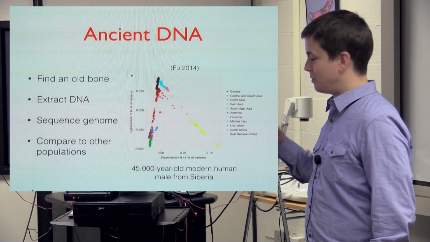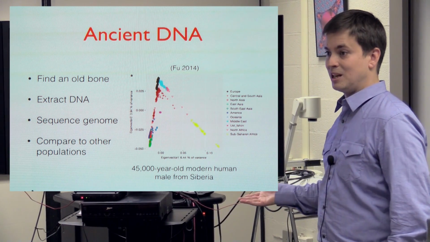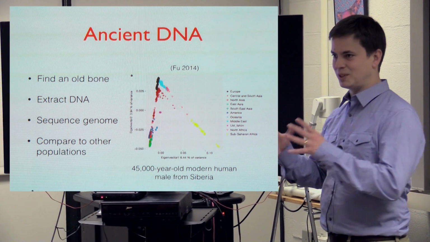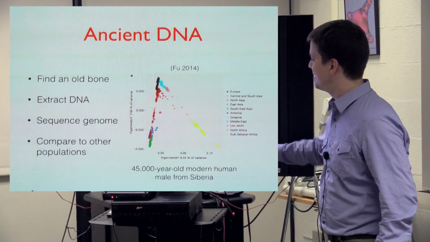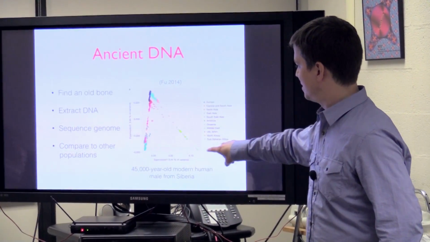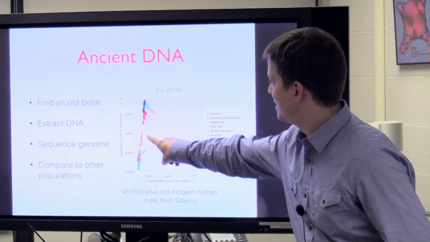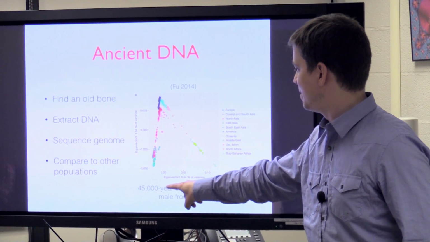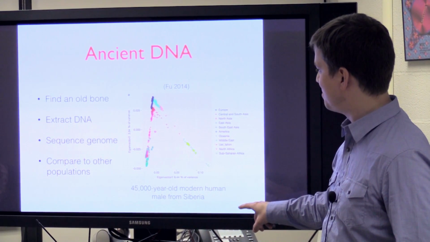And then you can sequence that DNA, sequence the genome, and then you can compare it to other genomes you have sequences for. And it's complicated, a multi-dimensional analysis, but they use this thing called PCA to flatten it down. And here, in this plot, you have lots of samples from different human populations. And this purple guy here is this new genome from a 45,000-year-old modern human male from Siberia.